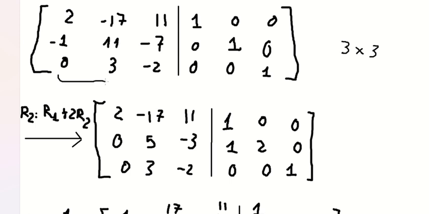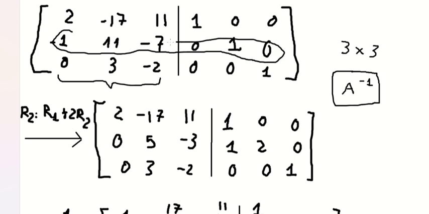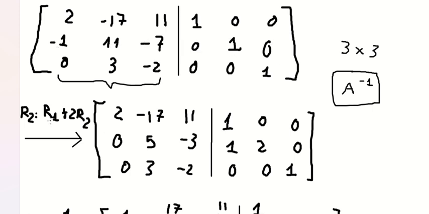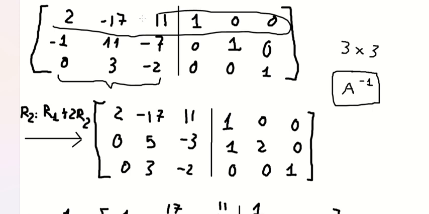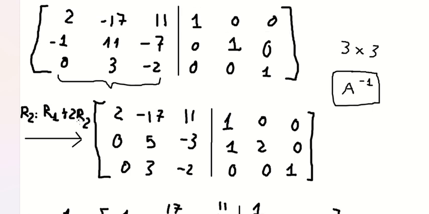The first thing, we have this matrix and we want to convert this matrix into this one. This is the inverse matrix. So at row number 2, we use the value of row number 1 plus number 2 multiplied by row number 2.